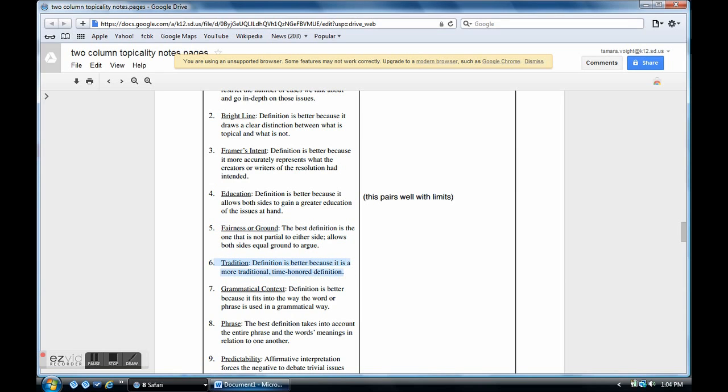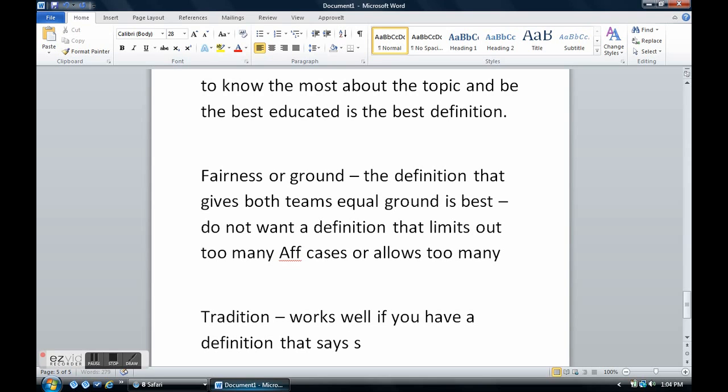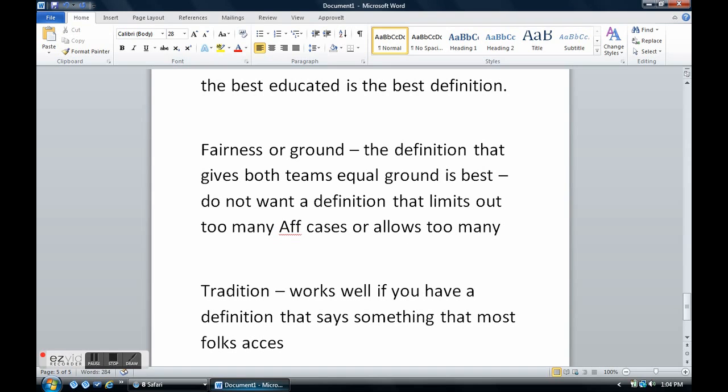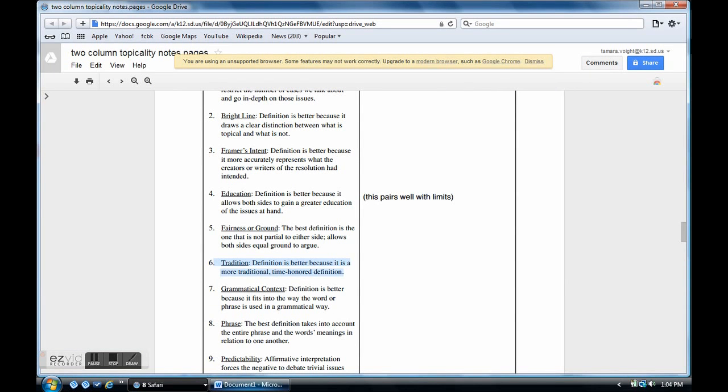The next standard that we will address is tradition. And this works well if you have a definition that says something that we would most commonly accept as true. For example, instead of saying substantial is 50% or substantial is 20%, a traditional definition would just be that substantial is in the main or a large part. So a more general term, it's not as clear of a bright line.